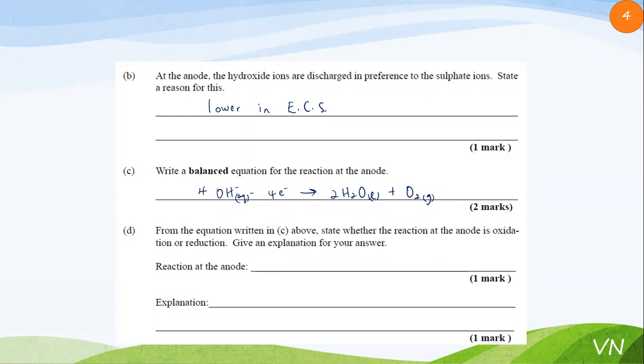Part D of the question says, from the equation written above, state whether the reaction is an oxidation or a reduction reaction, and for 1 mark, give an explanation for your answer. So you're not expected to be writing too much. First of all, let's agree: is that an oxidation reaction or a reduction reaction? Then you can tell me why you're saying that.